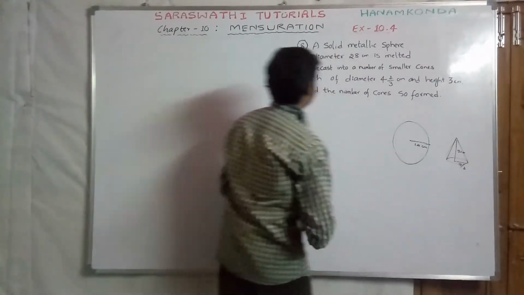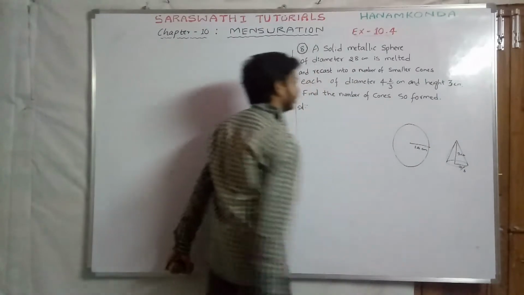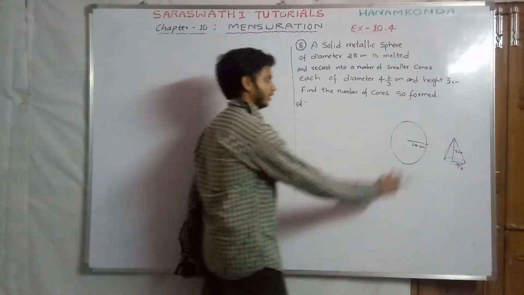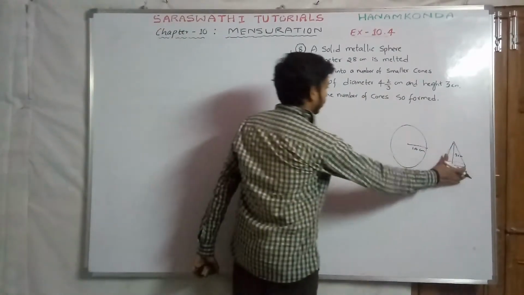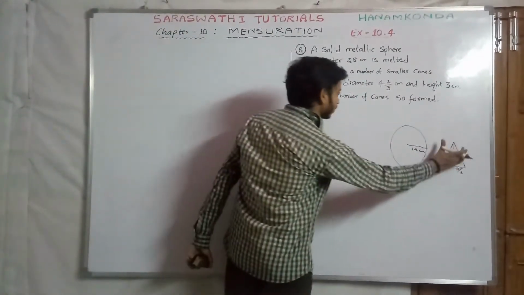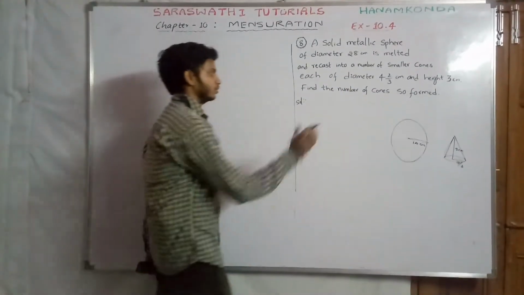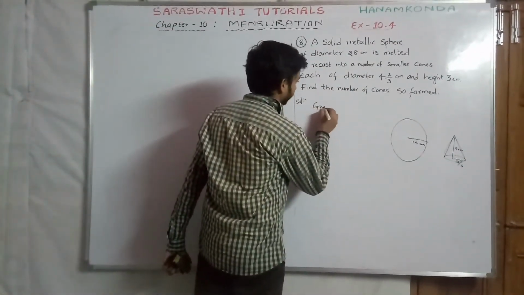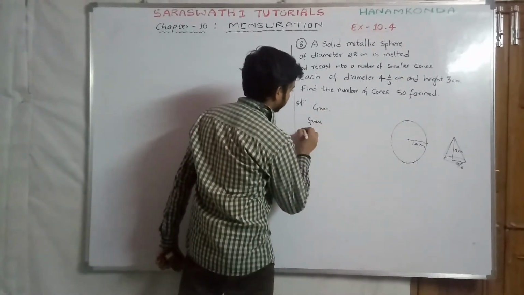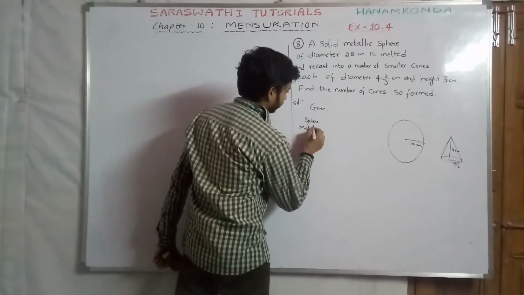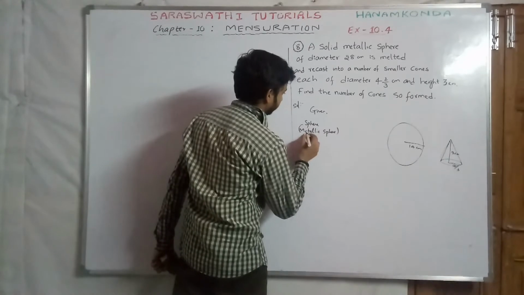We have to find the number of cones so formed by melting the solid metallic sphere. Let us suppose n cones are formed, which means the volume of the n cones must be equal to the volume of the metallic sphere. First, let us write the given data for the sphere dimensions.